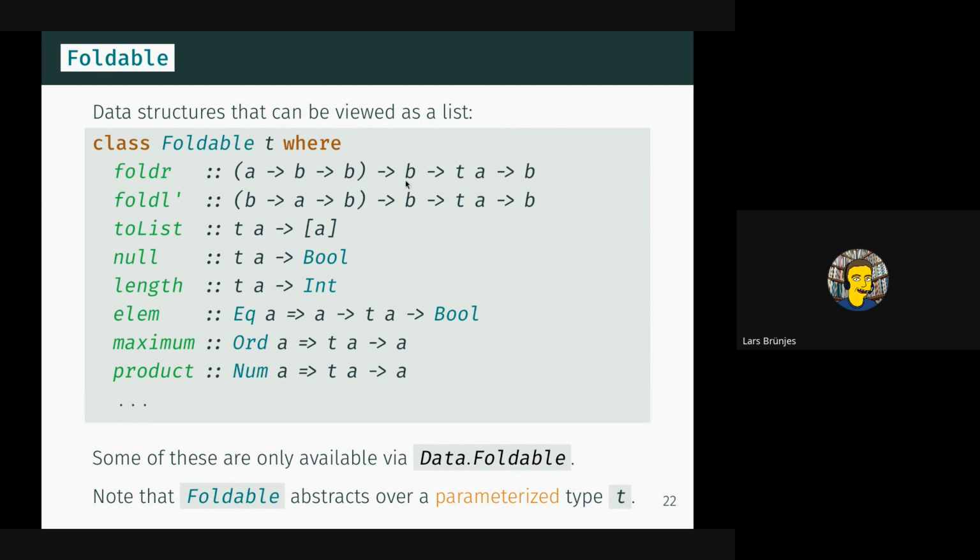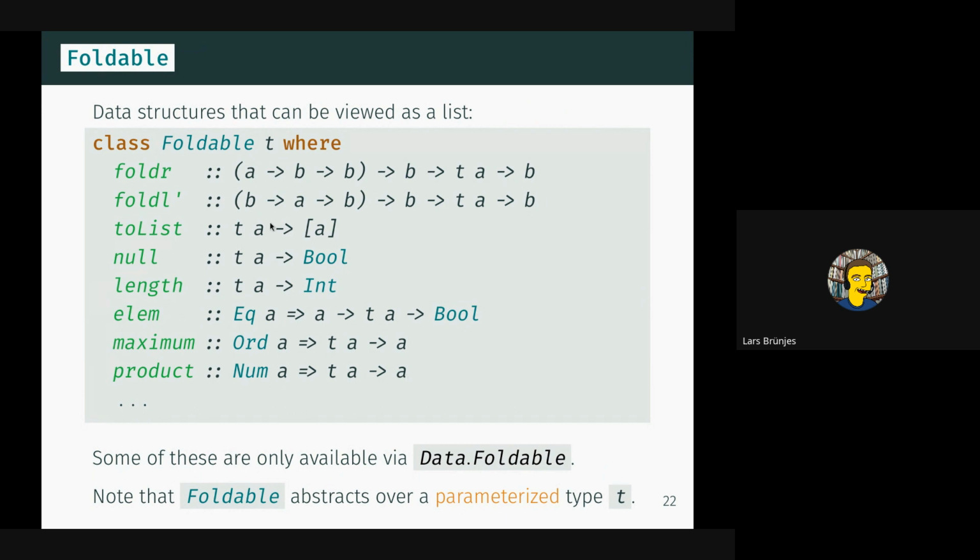Okay, so fold right, fold left prime, toList. This is more or less the intuition behind foldables: a container of A's that you can convert into a list of A's. Check whether it's empty, null. The length, the number of A's in that container. Checking whether a given element is in the container. Getting the maximum element, getting the product of all elements.